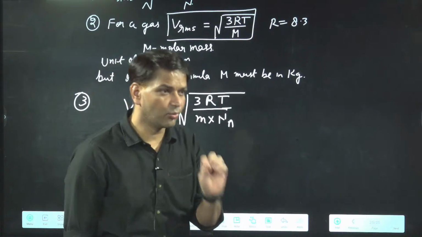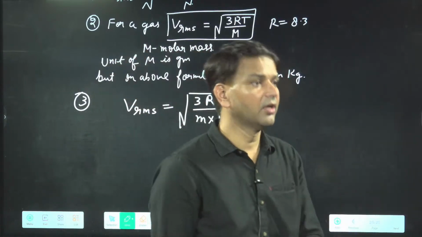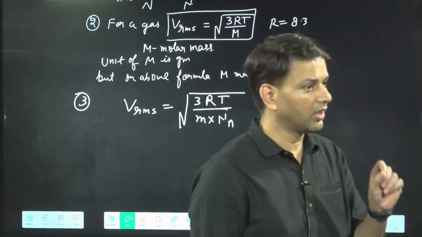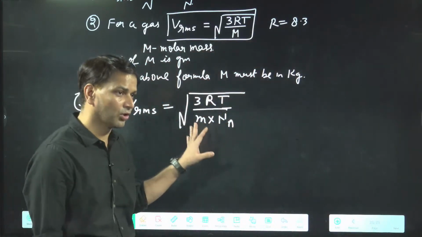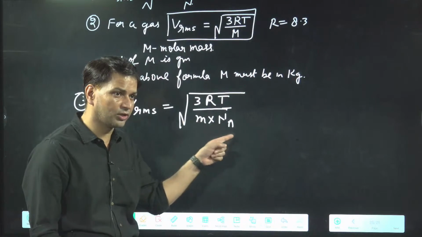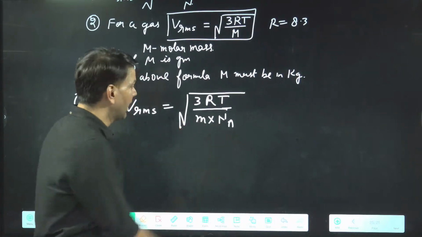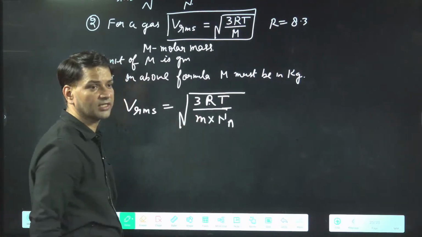I repeat again, molar mass means mass of 1 mole. 1 mole contains how many molecules? Avogadro number of molecules. So molar mass you can write as mass of one molecule into Avogadro number. And R by Na we know that it is k.